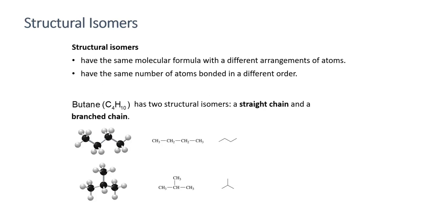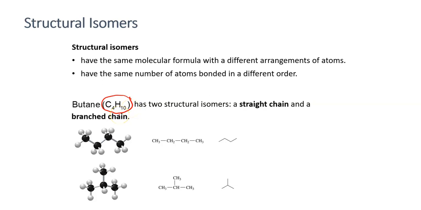So what is the difference between the molecular formula versus structural formula? If I take C4H10 as an example, C4H10 is the molecular formula. You just show the number of atoms in front of the atom symbol. No bonds are shown there. So this is the molecular formula.